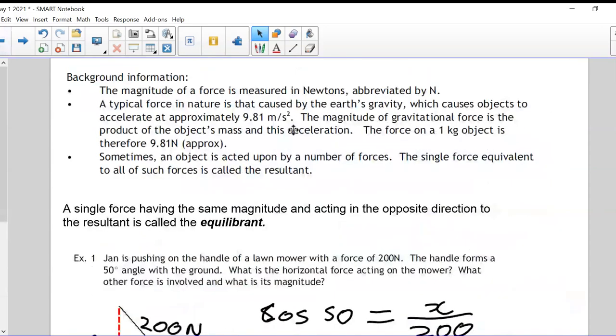Here we go. On this page, it says that the Earth's gravity causes objects to accelerate at 9.8 meters per second squared. The magnitude of the gravitational force is mass times this acceleration. So the mass of the object is 20 kilograms, and you multiply that by the 9.8. So that's always going to be the case.